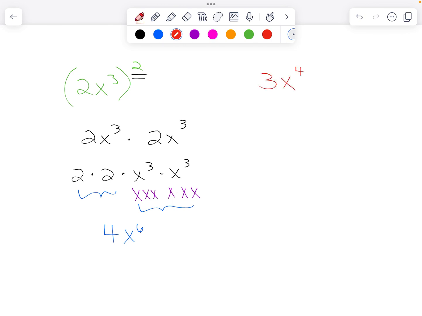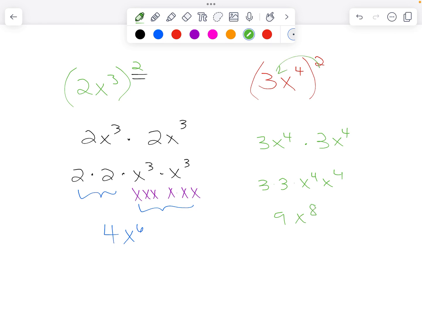3x to the 4th raised to the 2nd. So let's try this one. Same way by expanding it out. So I'm going to have 3 times 3 times x to the 4th times x to the 4th, which gives me 9x to the 8th. So you might start to notice a pattern.